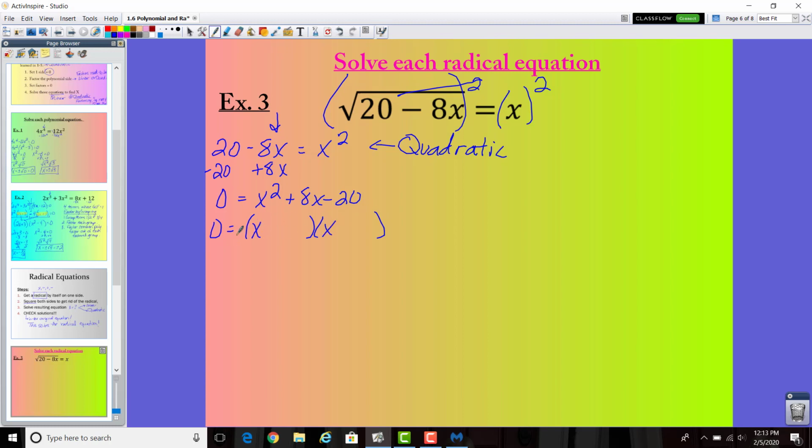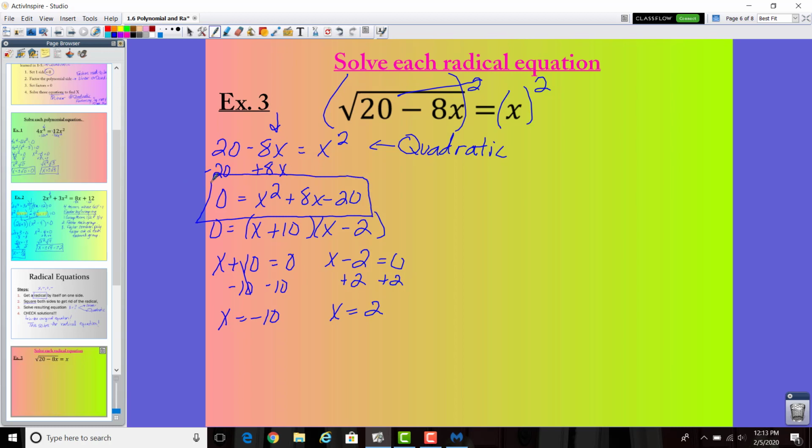I'm going to factor this because x plus 10 and x minus 2 are my factors that will give me this. I use the chart method. 10 times negative 2 is negative 20. 10 plus negative 2 is positive 8. So this is quadratic, and in quadratic, remember we want our factors to be linear. They are. So when I set them equal to 0 and solve, x could be negative 10 and x could be positive 2. Now I say they could be because right now these are solutions to this.